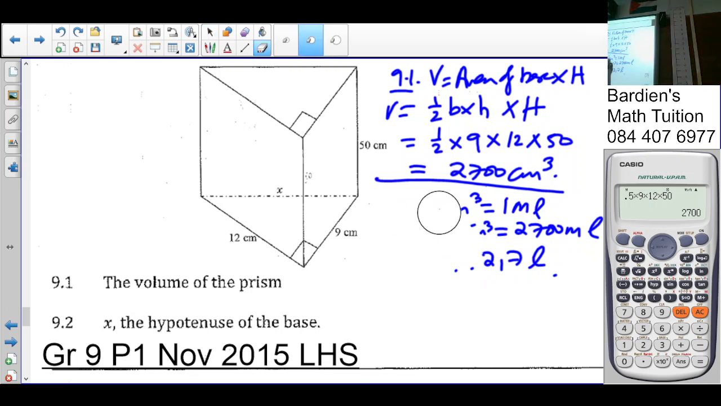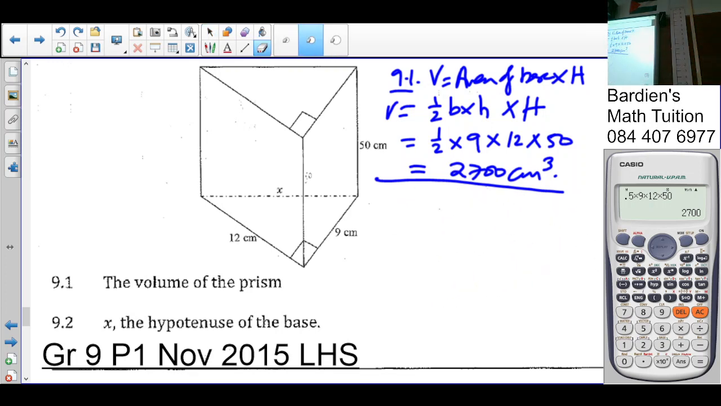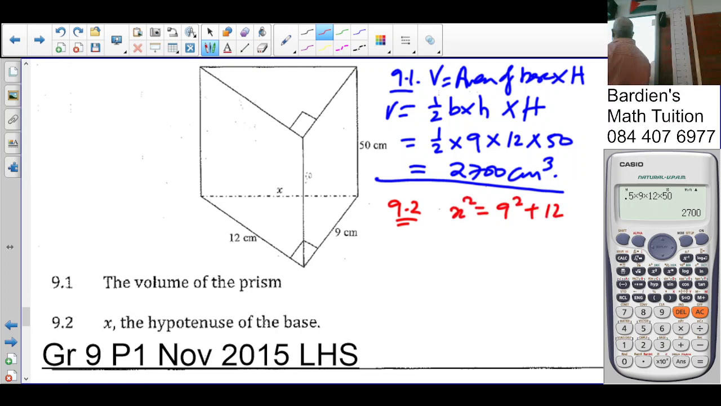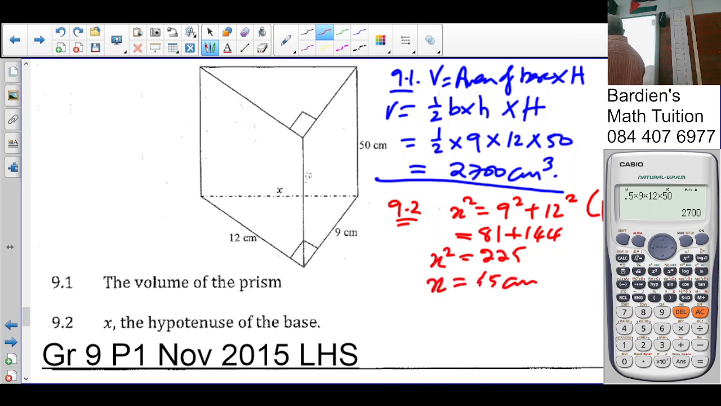And in 9.2 they ask you to calculate x, the hypotenuse of the base. People, how do you calculate your x here? Pythagoras. So x squared is equal to 9 squared plus 12 squared. Reason: Pythagoras. It's 81 plus 144, which is 225. So the square root thereof is 15 centimeters.